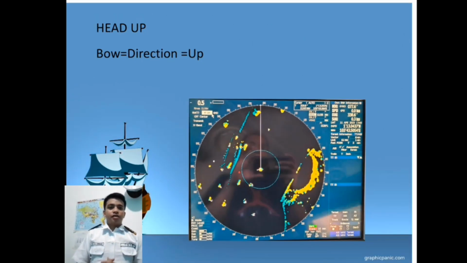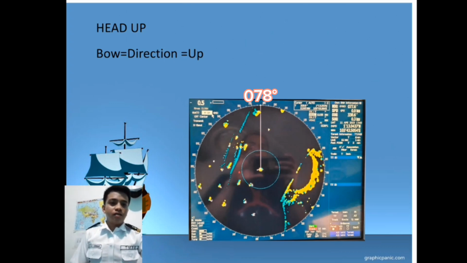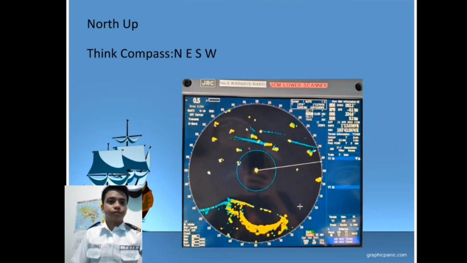The next is head up. So, example, bow equals direction equals up. So, example, we have the course, again, 0.78 degrees. So, ang ating barko is makikita natin sa radar, ang barko natin is nakatutok sa taas. So, ang bow is makikita natin sa ating radar display is nasa up. So, that is the example of head up.